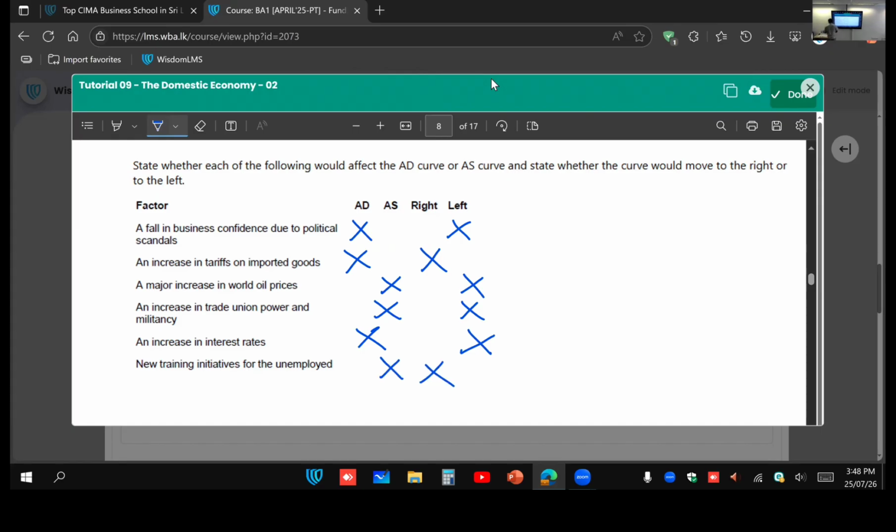So I'm not going to explain one by one. If you have any clarification required, you can ask. I can't go and explain all the 6. So this would be the answer.